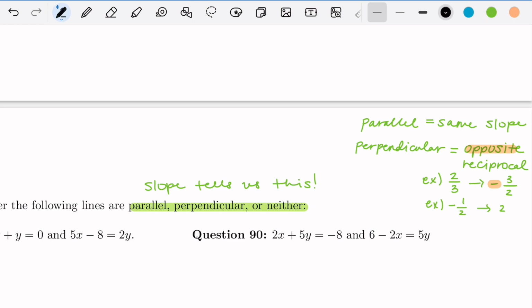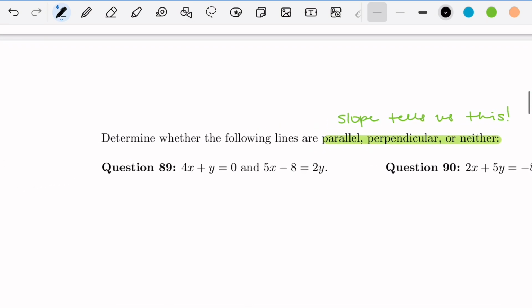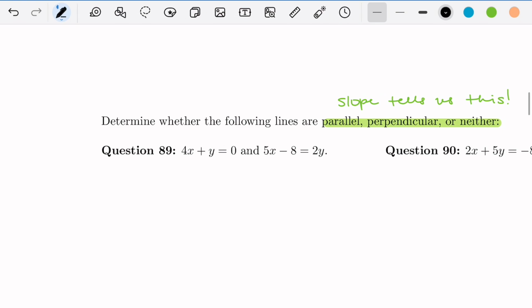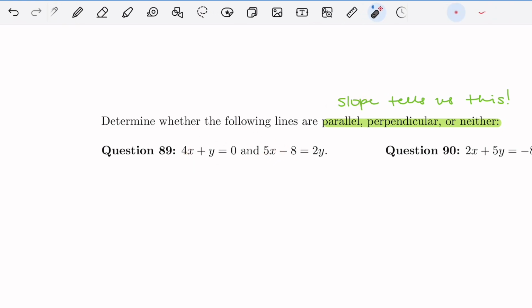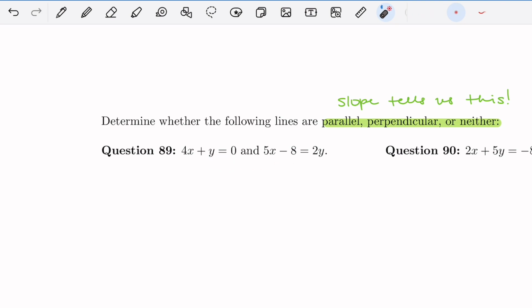All right, so let's look at these two examples here. What we're going to need to do is find the slope for each of these lines here. And the easiest way to do that is just going to be to solve for y like we did in the last example. So I'm going to subtract 4x on both sides of this equation here. This tells me y is going to be equal to minus 4x, and remember the slope is going to be the coefficient of our x variable, so it'll be negative 4 in this case.